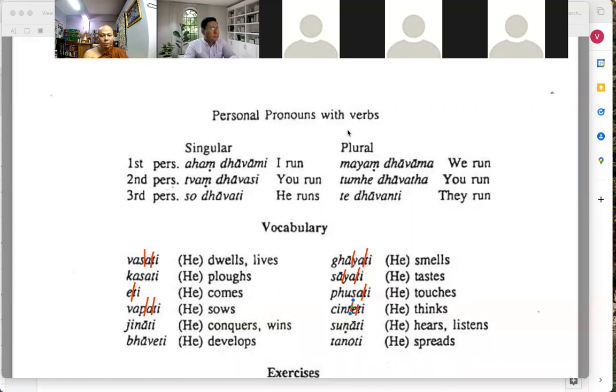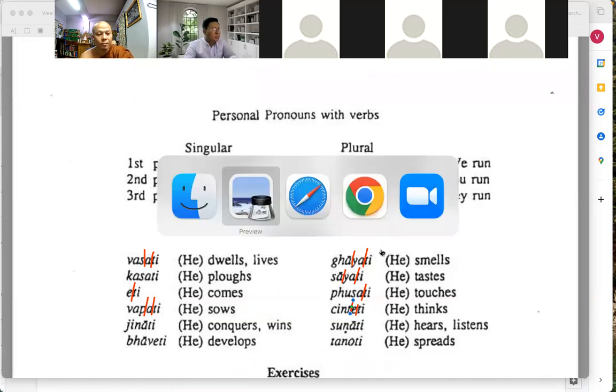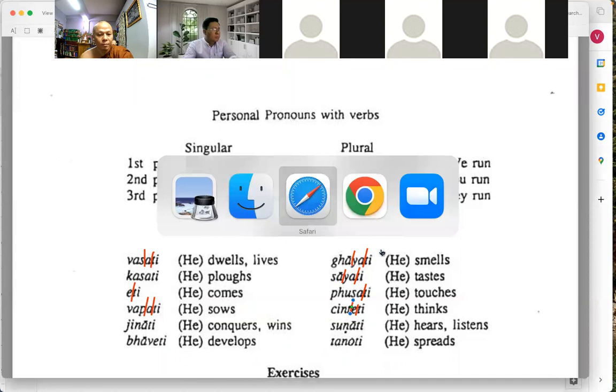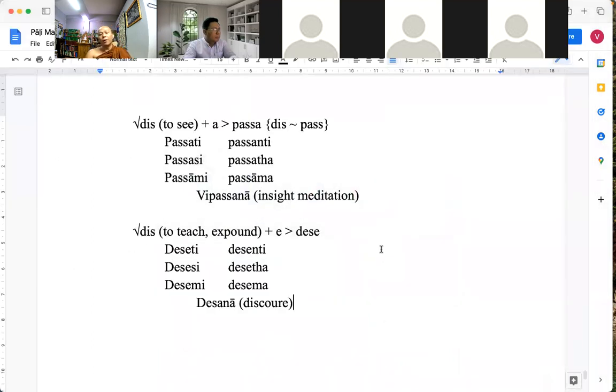Anything else to ask? Okay. So, okay, if you do have a question. Dear Bhante, could you please explain to me why this is changed to pass? Okay, that is maybe a different branch, a different family of languages.